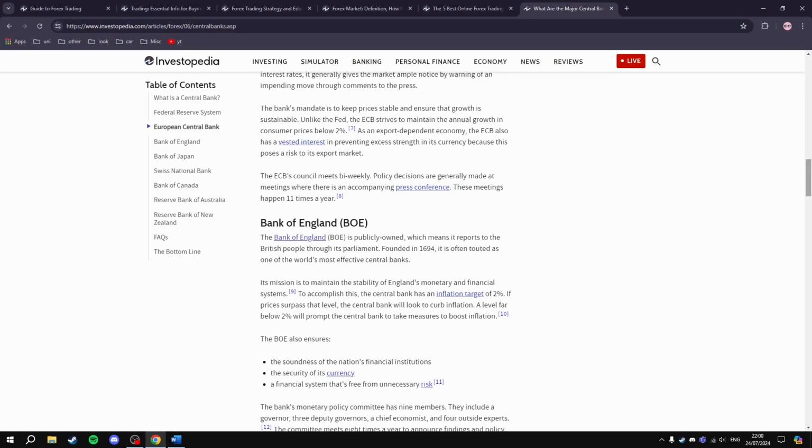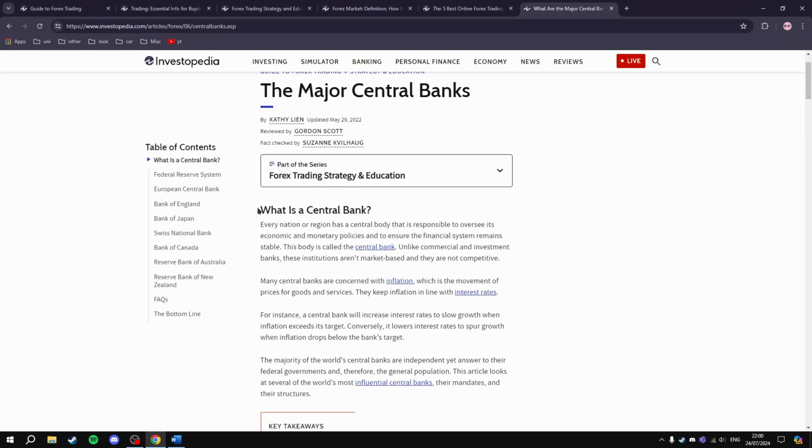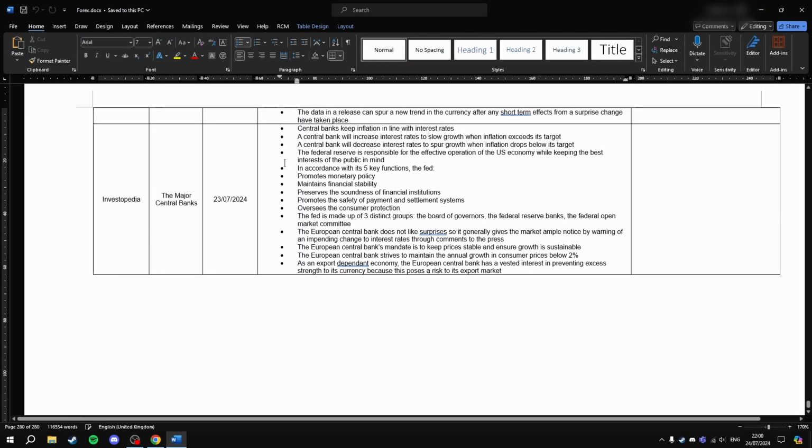So in the last episode we went through the major central banks. Basically, every nation or region has a central body that is responsible to oversee its economic and monetary policies and to ensure that the financial system remains stable. The body is called central bank, so these institutions aren't market based and they are not competitive. So central banks keep inflation in line with interest rates. Central bank will increase interest rates to slow growth when inflation exceeds its target, and decrease interest rates to spur growth when inflation drops below its target.